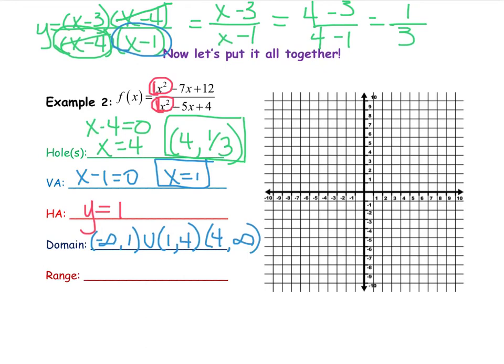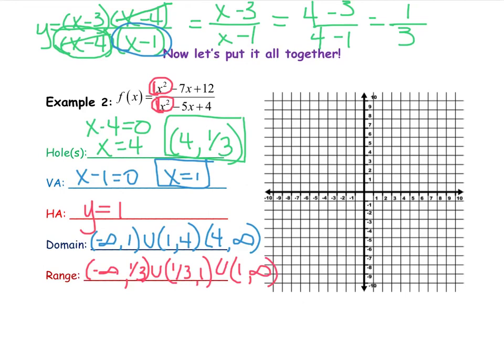And for the range, I will also start out at negative infinity, and this time I'm actually going to hit the y-coordinate of the hole before I hit the horizontal asymptote. So that means I'm going negative infinity to 1/3, and then from 1/3 to 1, and then from 1 to positive infinity.